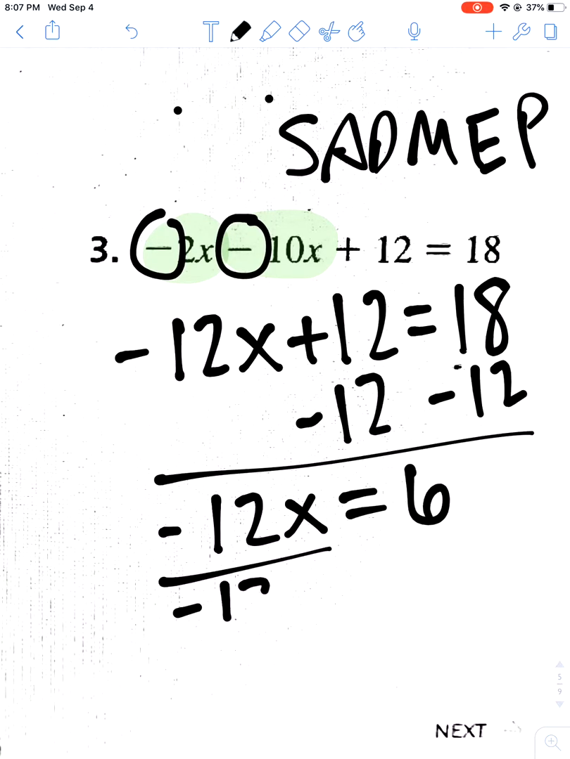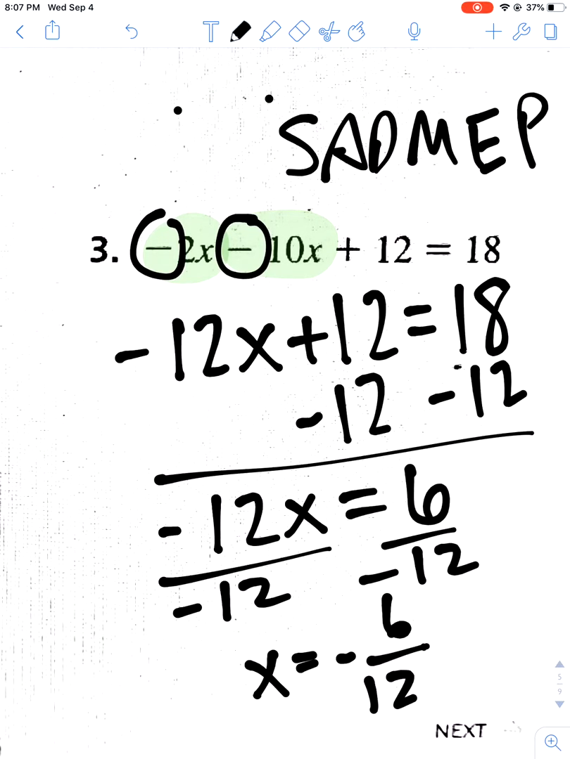Divide by negative 12. So I've got x equals negative 6 over 12. Divide both of those by 6. And I've got negative 1 over 2.